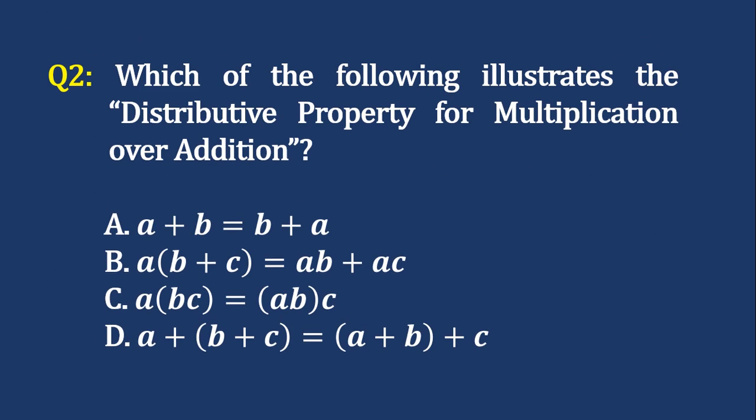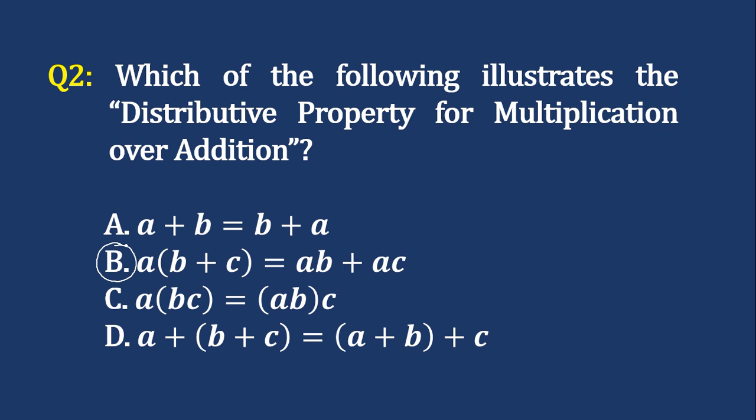Alright, we have question number 2. Which of the following illustrates the distributive property for multiplication over addition? Obviously, letter A is commutative property of addition. Letter C is associative property of multiplication, and letter D is associative property of addition. So the answer here must be letter B.